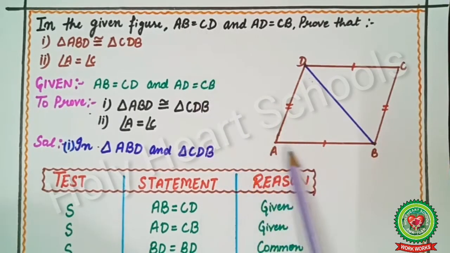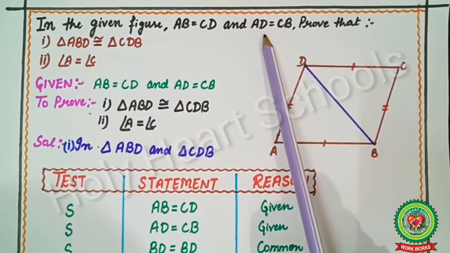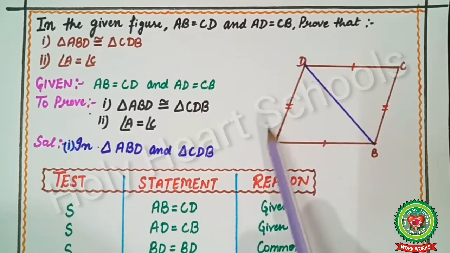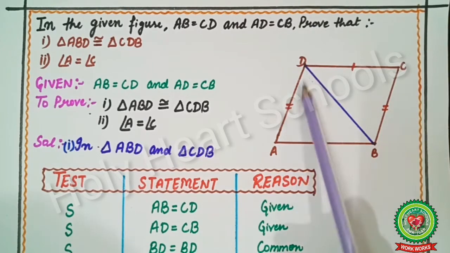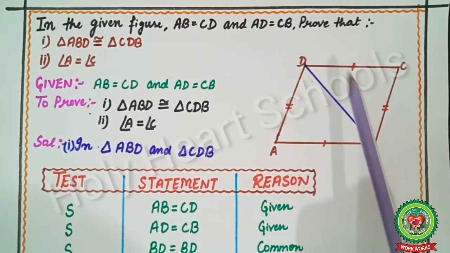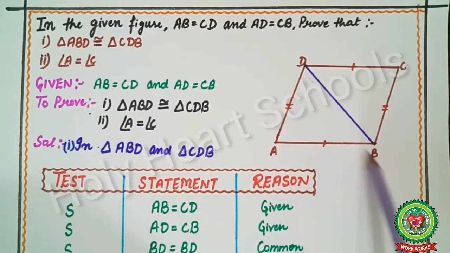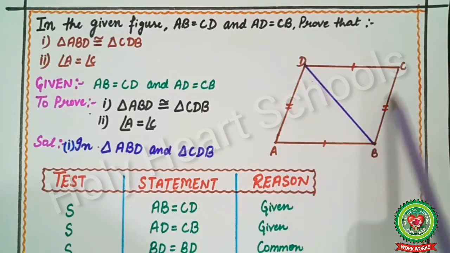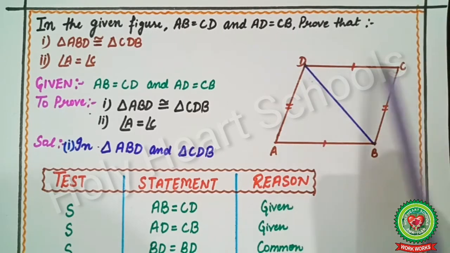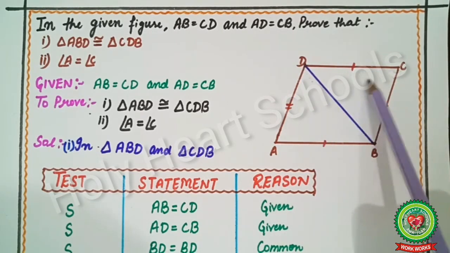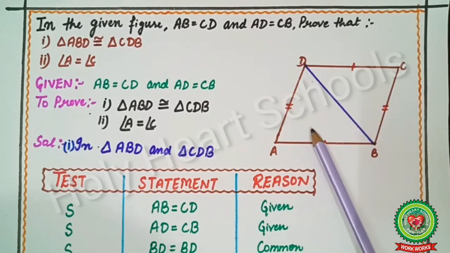AB is equal to CD, or DC, that is already given to us. And also AD is equal to CB, or BC, right? So both these sides are equal, which are given to us. We have to prove that triangle ABD is congruent to triangle CDB. Now you can see that this diagonal, that is BD, is dividing this whole figure into two triangles, that is triangle ABD and CDB, right? This one is the first triangle, this one is the second triangle. So we have to prove that these two triangles are congruent.